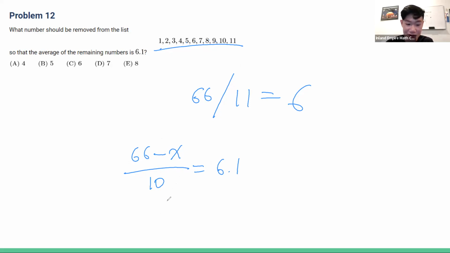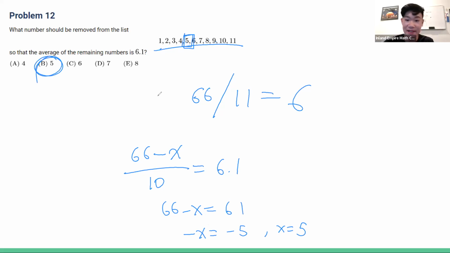So now that I have this equation, I can solve for x. I multiply both sides by 10, get 61. Negative x equals -5. x equals 5. And there we go. The number that we subtract from 66 is 5. So we just take this one away, and the answer is B.